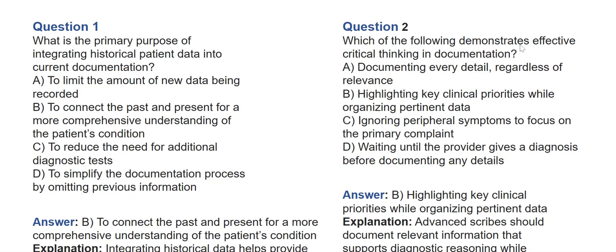Question 2. Which of the following demonstrates effective critical thinking in documentation? A, documenting every detail regardless of relevance. B, highlighting key clinical priorities while organizing pertinent data. C, ignoring peripheral symptoms to focus on the primary complaint. Or D, waiting until the provider gives a diagnosis before documenting any details. The answer would be B, highlighting key clinical priorities, as advanced scribes should document relevant information that supports diagnostic reasoning while avoiding unnecessary or irrelevant details.